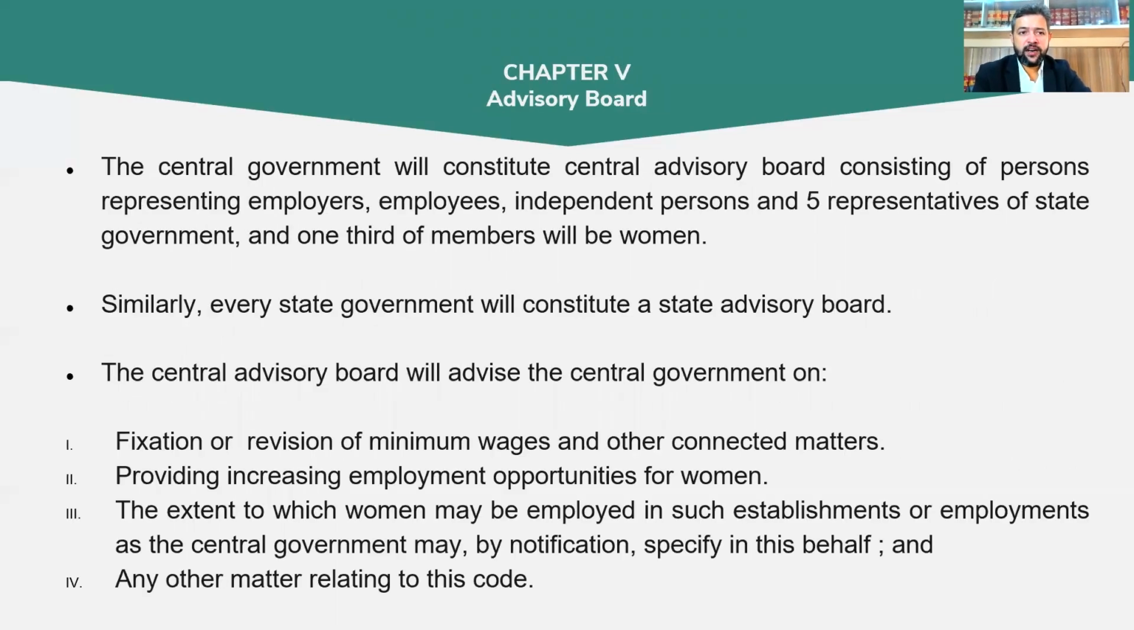Now, chapter 5 is regarding the constitution of the advisory board by the central government and state government. The central government and state government will constitute a central advisory board and a state advisory board, respectively, in which the representation will be of employers, employees, independent persons, and 5 from the state government, and the total team of this board will be 1/3 ladies. This was not there before. The duties of the central and state advisory boards will be to advise the government on fixation and revision of minimum wage and employment of lady employees mainly.